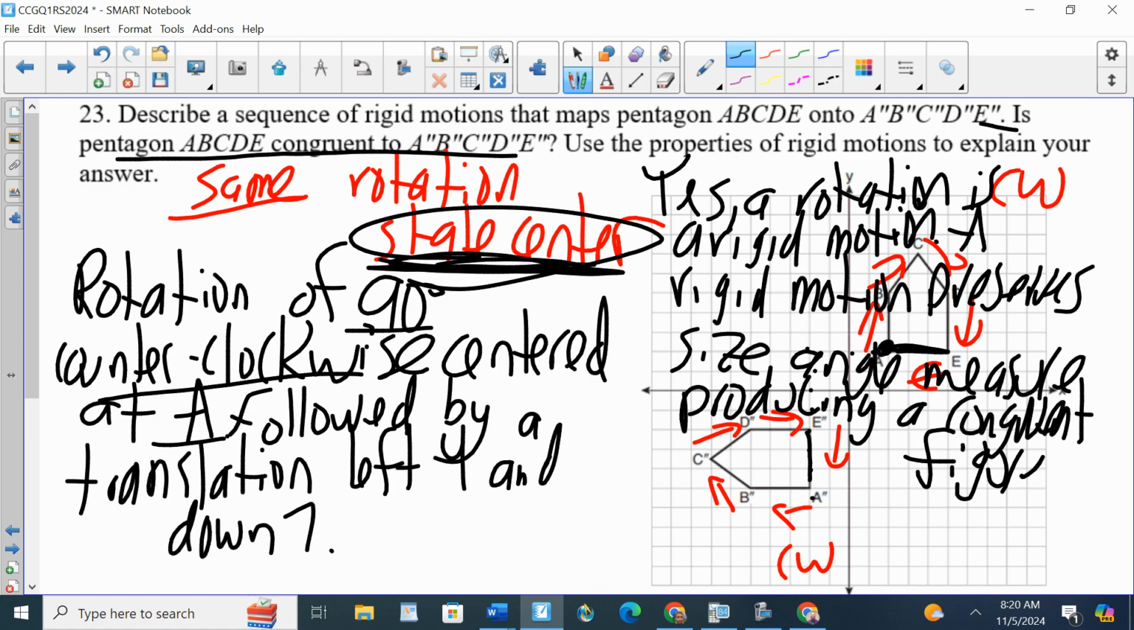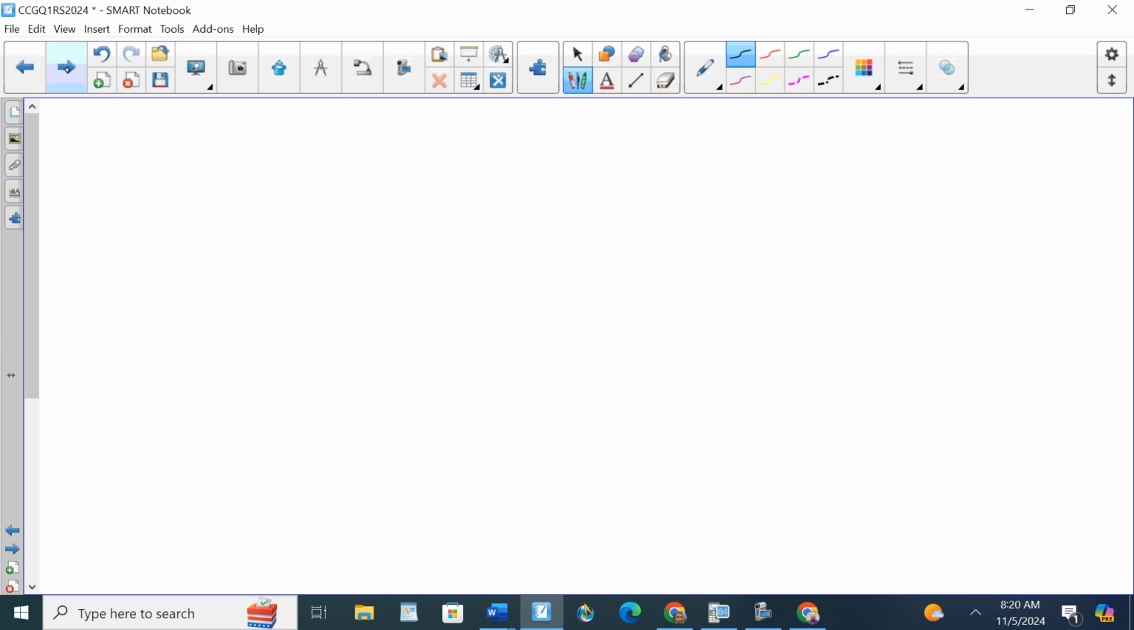If you don't write that sentence onto your exam, you're not getting 100. If you are writing it on your exam, you're getting points. Whenever it says to explain why things are congruent after a reflection, a rotation, or a translation happens, you state that it's a rigid motion, and you tell me, a rigid motion preserves size and angle measure, producing a congruent figure. And that's it, my friends.